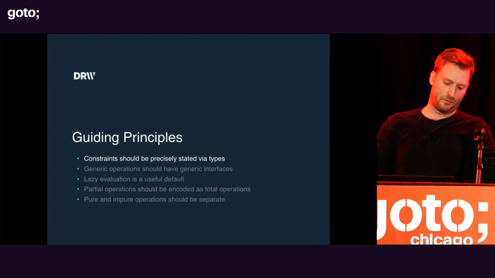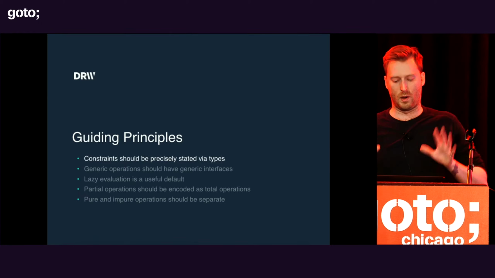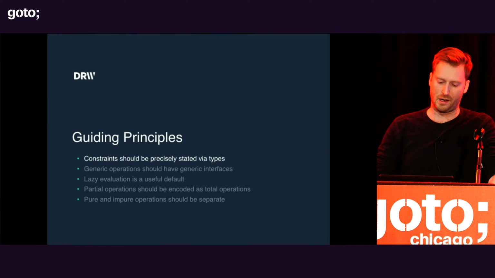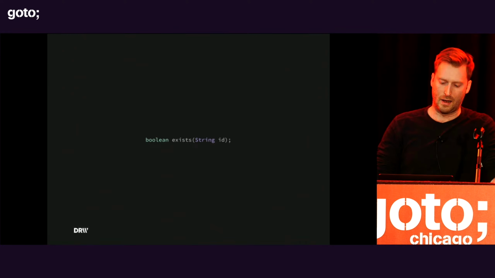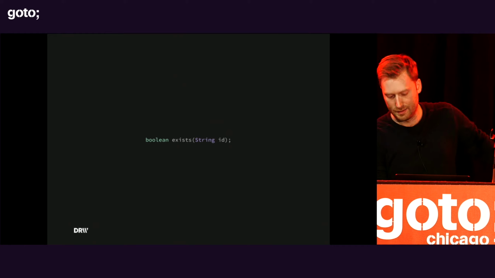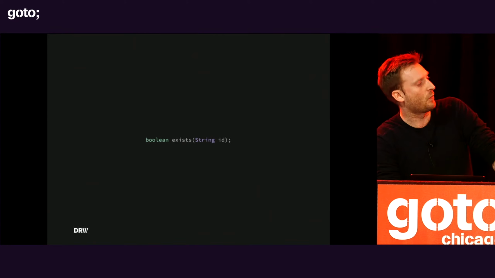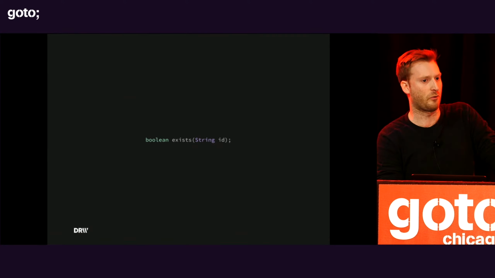So let's step through these systematically and take a look at what I mean by each one of these things, with examples. Constraints should be precisely stated data types. Here's maybe a good starting example. Let's say that we have some method in the ether that takes a string and returns a Boolean. But in actuality, string is a pretty poor type for most representations.